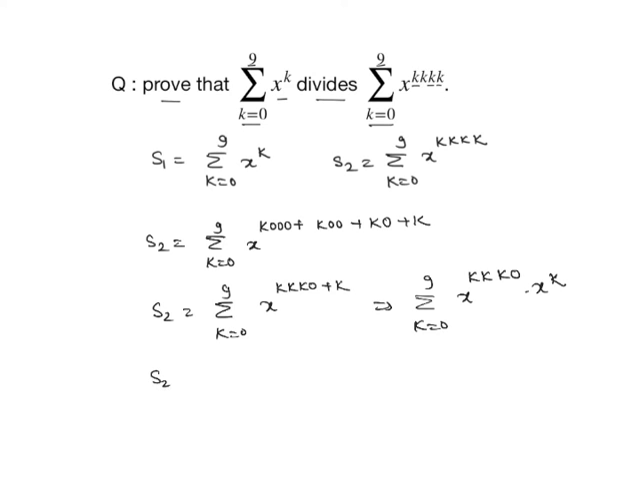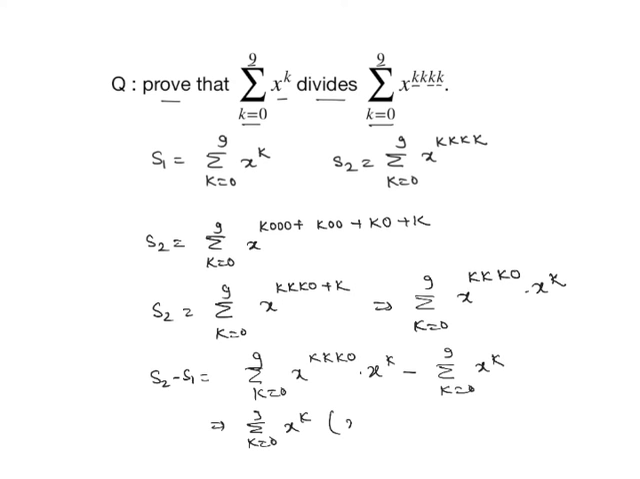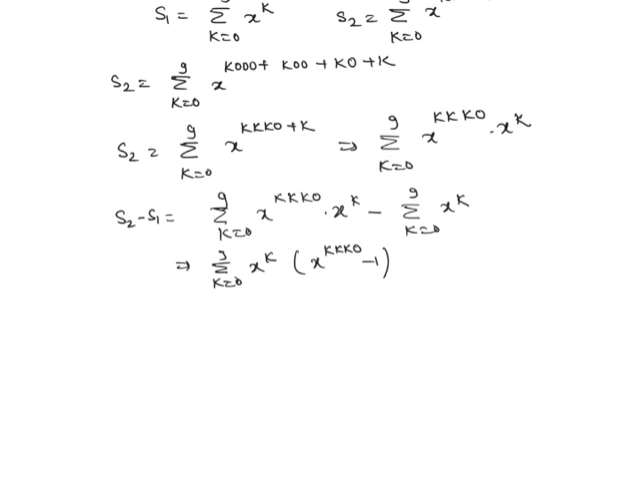Now we'll do S2 minus S1. So this becomes the sum over k from 0 to 9 of x^(kkk0) into x^k minus the sum over k from 0 to 9 of x^k. So here the sum of x^k we can take common, this will come as x^(kkk0) minus 1. So S2 minus S1 we can write as (x^(kkk0) minus 1) into the sum over k from 0 to 9 of x^k.